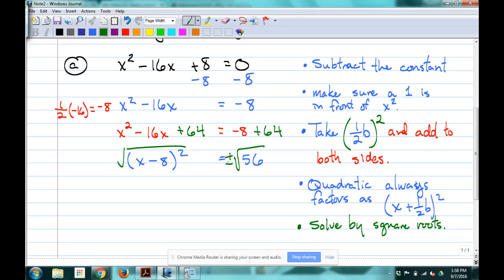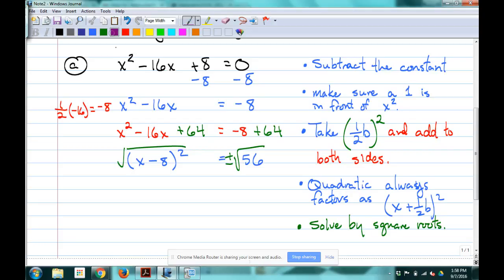The factoring of this, it's always going to factor as x plus whatever half of b was. B was negative 16. Half of negative 16 is negative 8, so that's x minus 8. It's always going to factor that way. Now we just need to work this out.